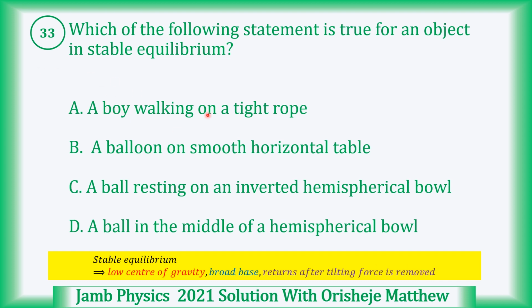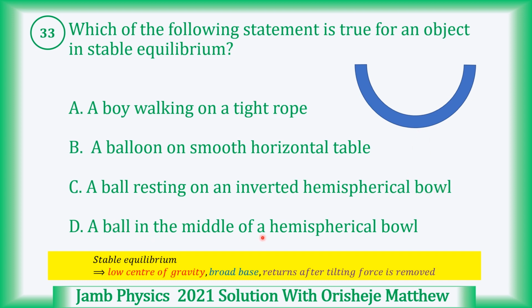A boy walking on a tightrope is in unstable equilibrium because the base is narrow, the rope is tiny. Then a balloon on a smooth horizontal table, if you look at this one, it's not so stable. Then a ball resting on an inverted hemisphere can easily fall off when you tilt it.